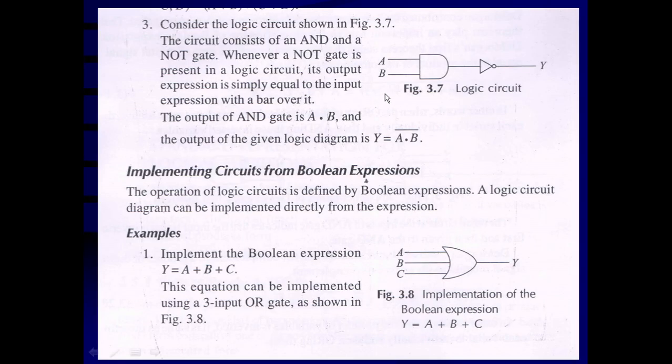Third circuit is given here. The AND gate which is going to be followed by NOT gate. This is an AND gate. And you can write this way that y is equal to (a dot b) whole bar, or y is a function of a and b, and a and b AND gate which is going to be complemented. That means bar will be there. So this way, any logic circuit can be represented in the form of Boolean expression.